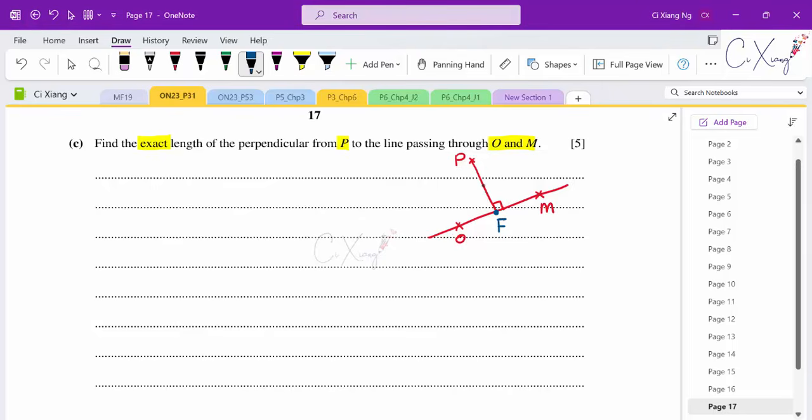To find this length PF, I will use the vector equation method. So first of all, I want to form the vector equation of the line OM.